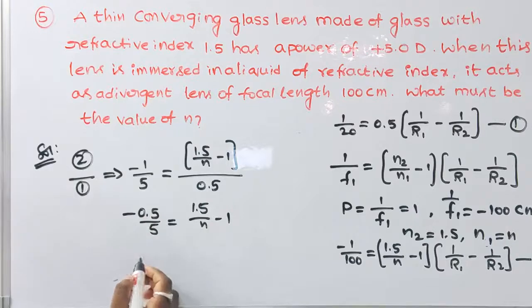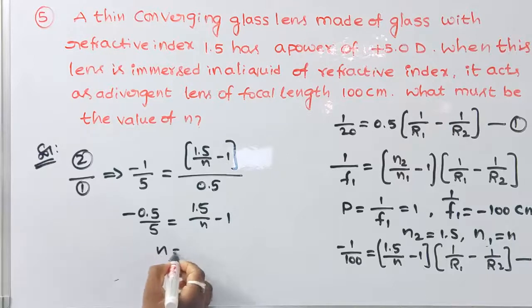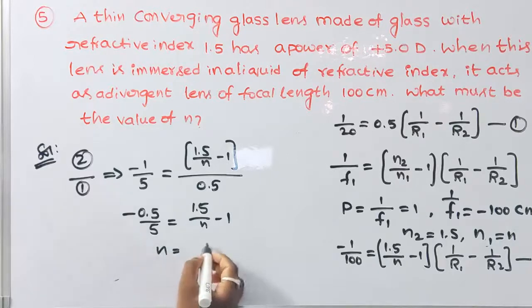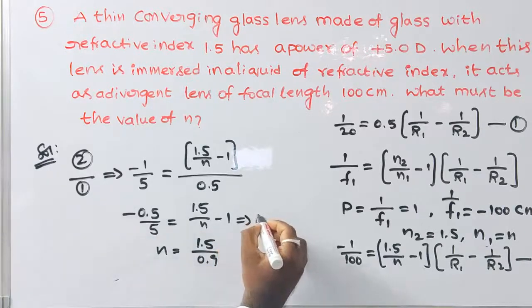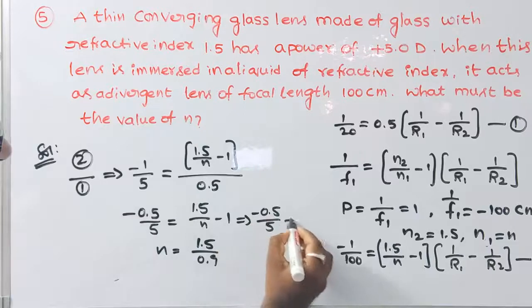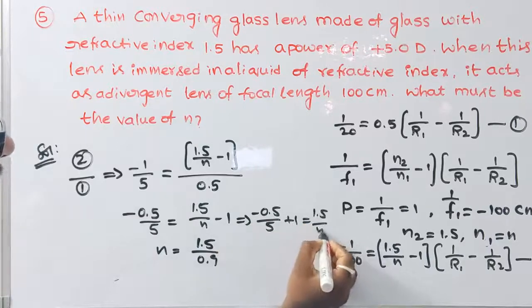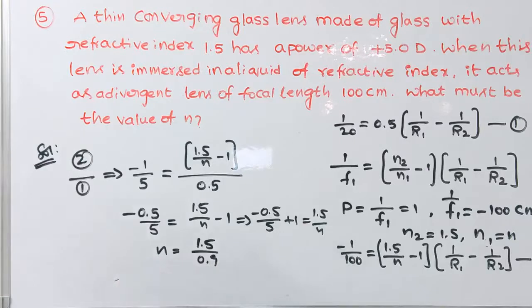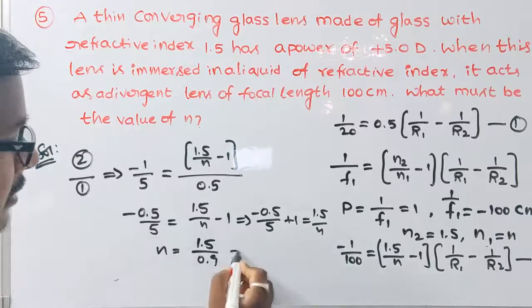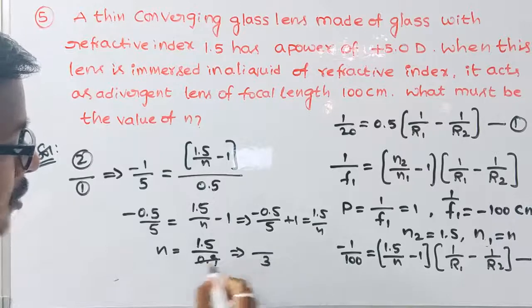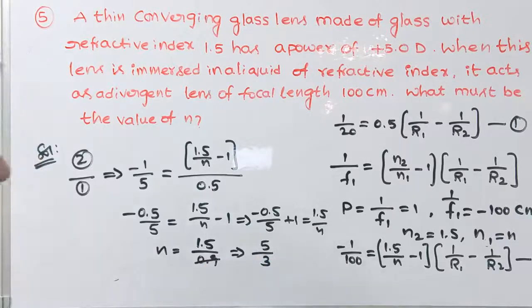Next, minus 1 comes to this side, that is minus 0.5 plus 1 is equal to 1.5/n. Okay, then simplification: n is equal to 1.5 by 0.9, that is 5 by 3. So n is equal to 5/3. Okay, this is the problem.